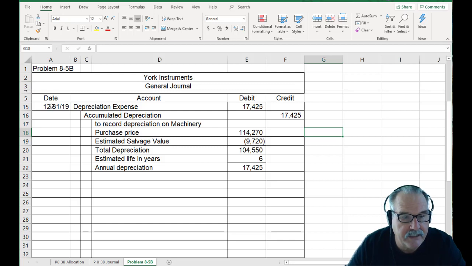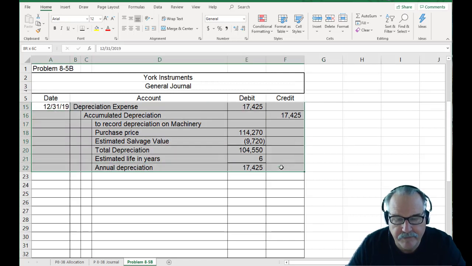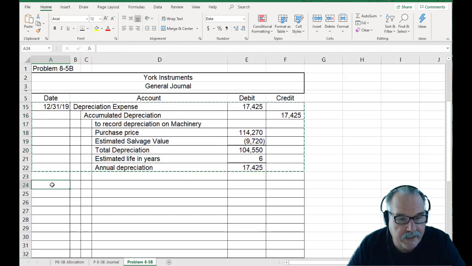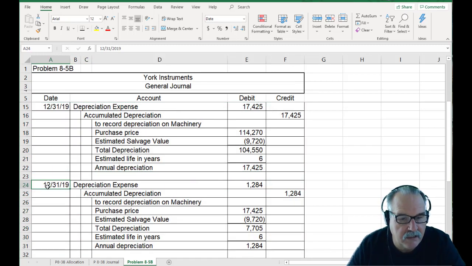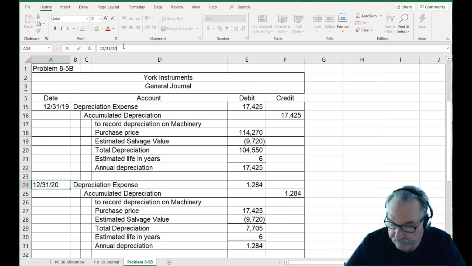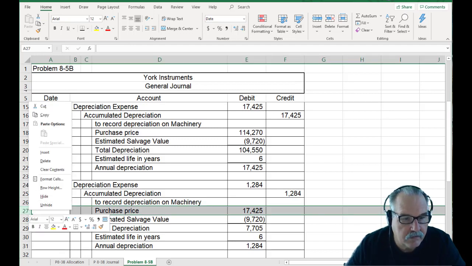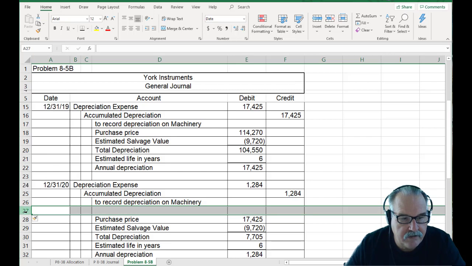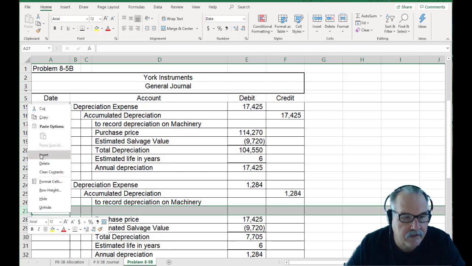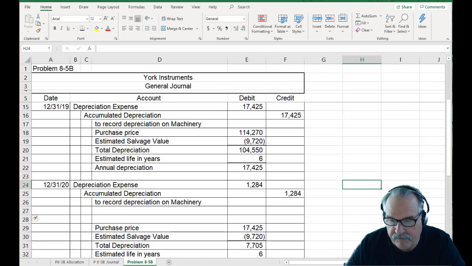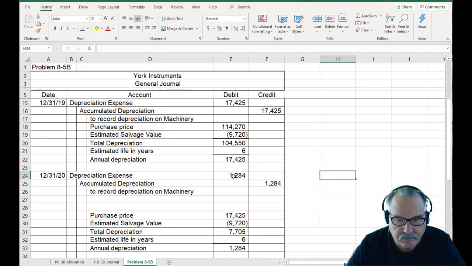So I'm going to copy this journal entry, and modify it for year 2. So this would be 12/31 of 20. And I'm going to add a couple of rows in here because I need to actually calculate the book value. So let's go ahead and get rid of that. We're going to, well, I'll just leave that.